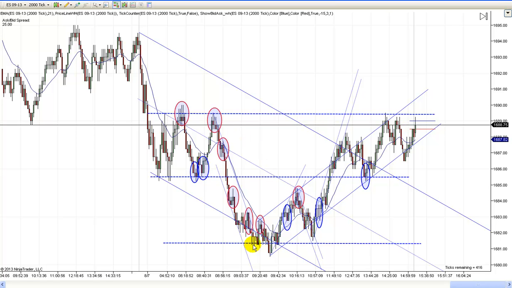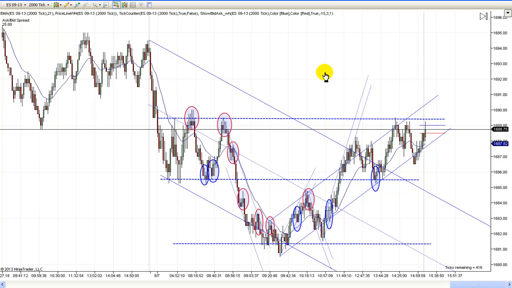There is a channel working up here as well, and there's a channel here, and you can see these shorter term ones that I drew in there as well. But for the gist of the trading day, this is what I saw, the two-tiered trading range.